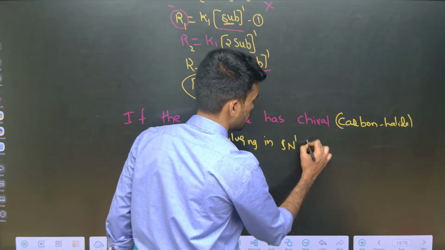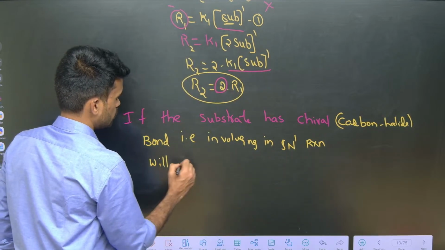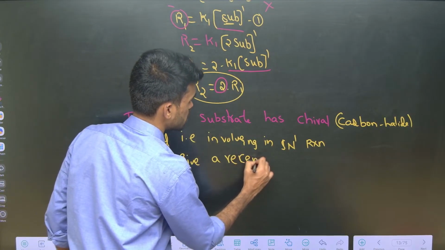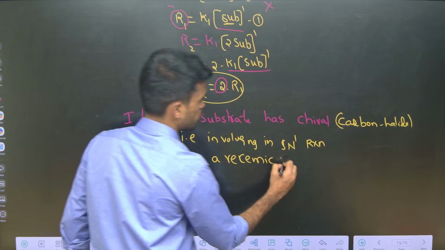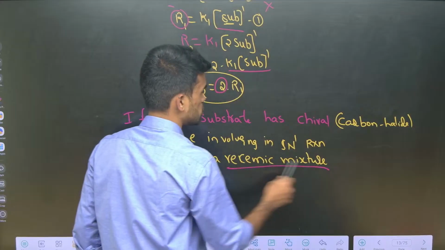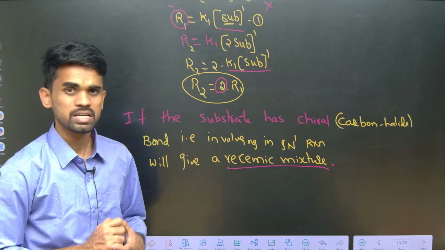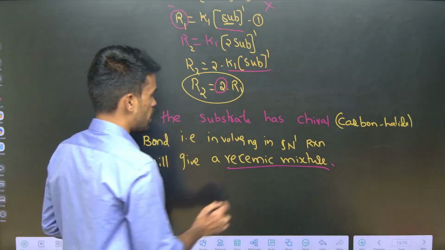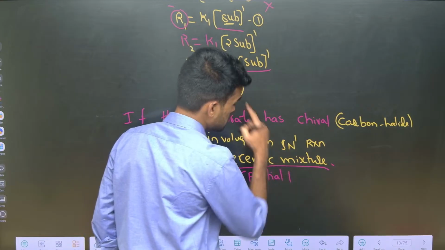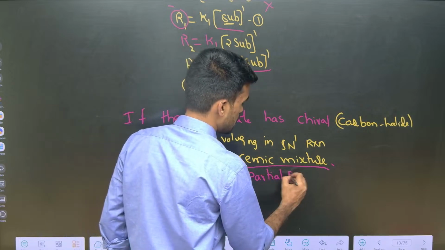in an SN1 reaction, it gives a racemic mixture product. What will it give? A racemic mixture product. Or you can remember there is a question: will it be 100% racemization or only partial racemization? Yes, it is a partial racemization. What happens in an SN1 reaction? It is a partial racemization. Okay, this is a 2015 question. It will be partial racemization.